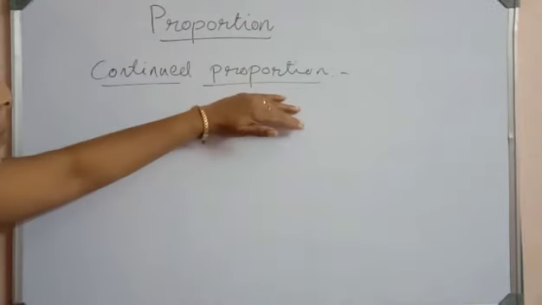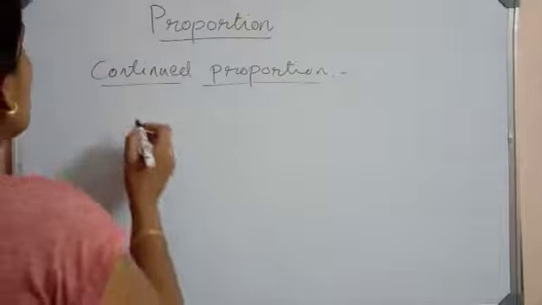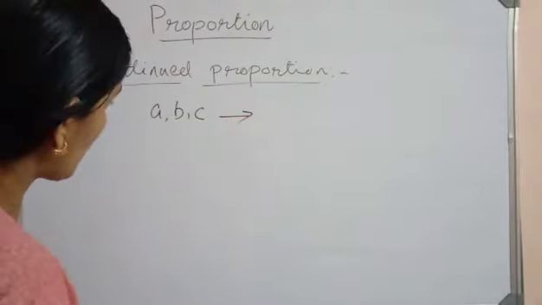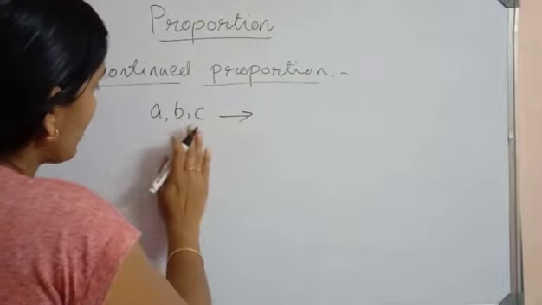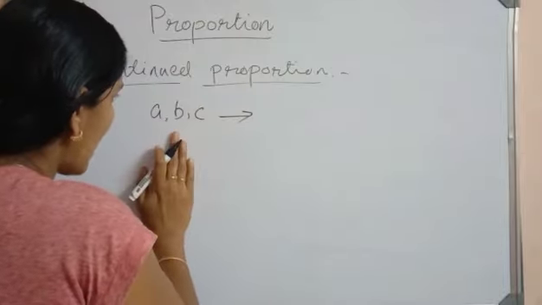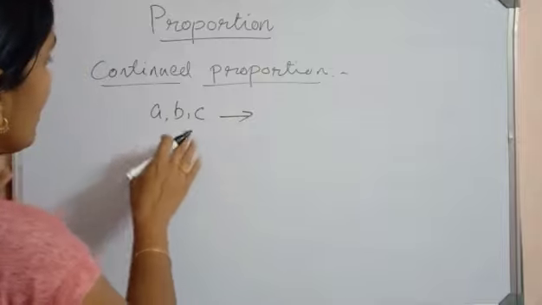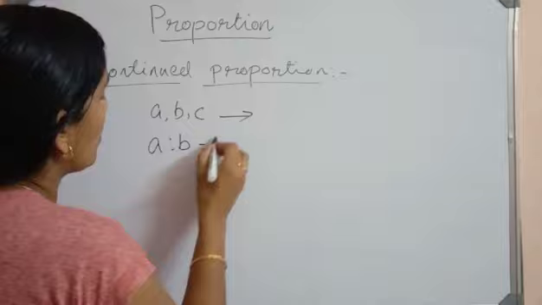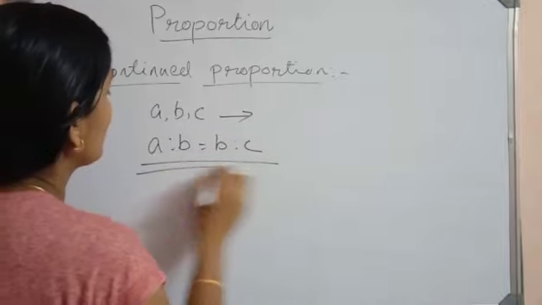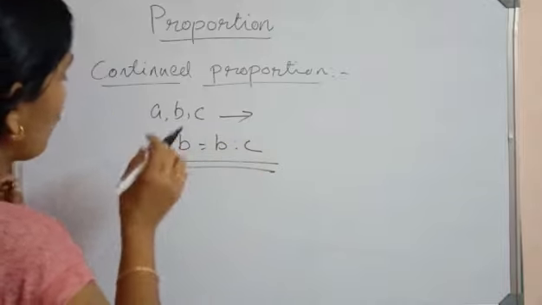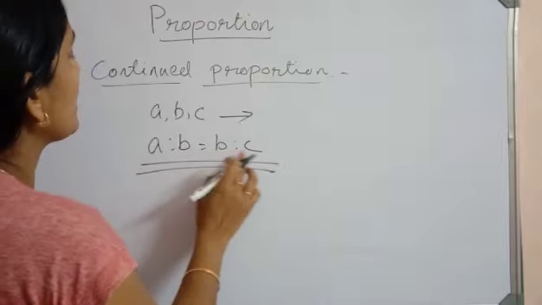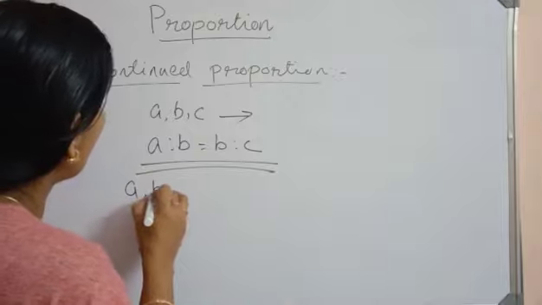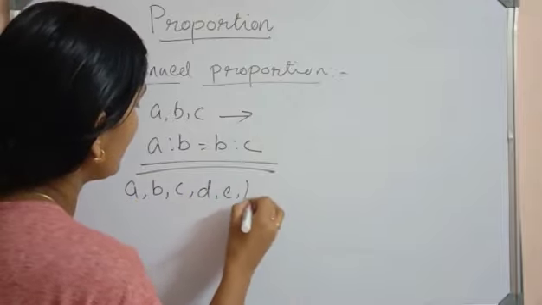Next is the continued proportion. Three non-zero numbers A, B, C are said to be in continued proportion, and there is a condition for all these terms that they should be of the same kind as well as the same unit. They are in continued proportion whenever A is to B is equal to B is to C. So three terms are in continued proportion if and only if A is to B is equal to B is to C. In general, if we say that A, B, C, D, E, F, etc.